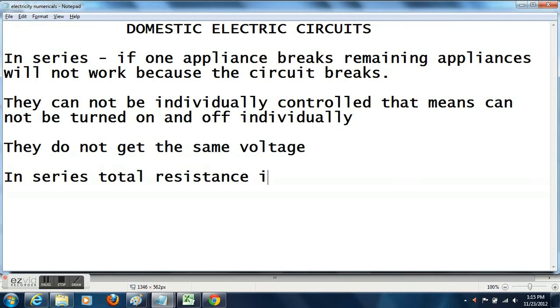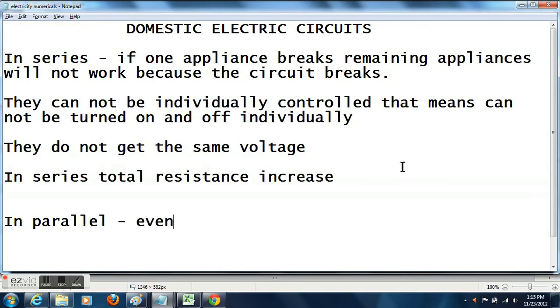Now, one more thing: you know that in series the total resistance will be added up, it will be the algebraic sum, or just the summation of all the individual resistances. So the total resistance of the circuit will be too high, so it will create a lot of heat in the entire circuit.